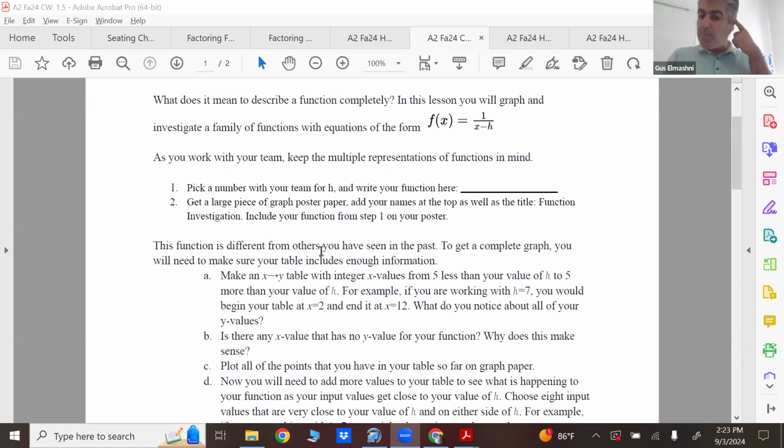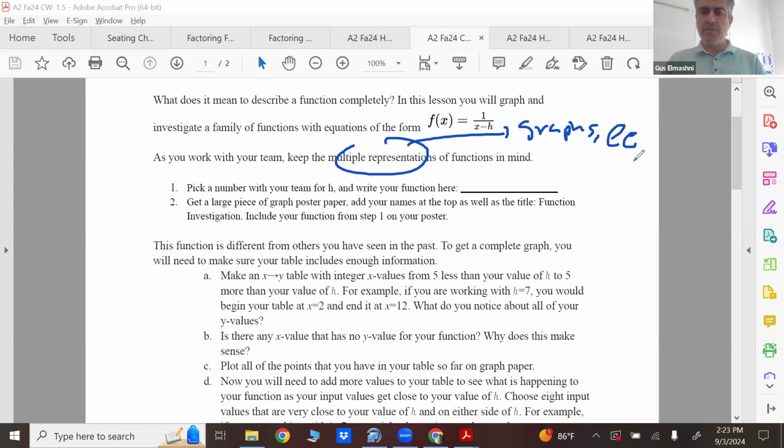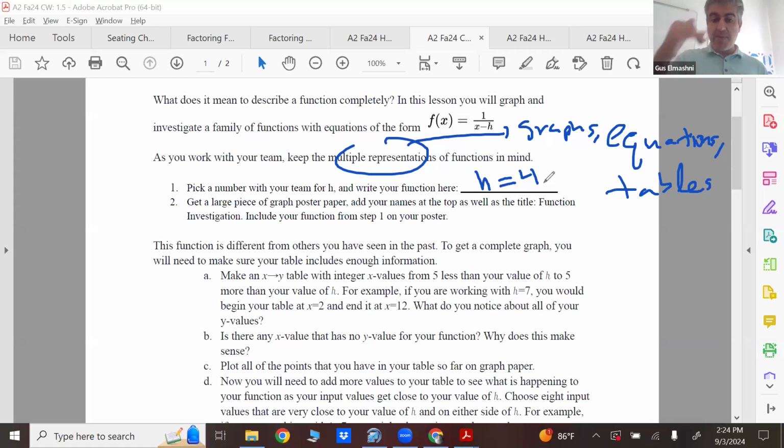And then I'll read the next part. As you work with your team, keep the multiple representations of functions in mind. Multiple representations meaning graphs, equations, and tables. And then pick a number with your team for H. I'll pick a number for you guys. We'll say H is 4. We're not going to do this on a large piece of graph paper because I don't have that. But I'm going to walk you guys through this investigation right now.